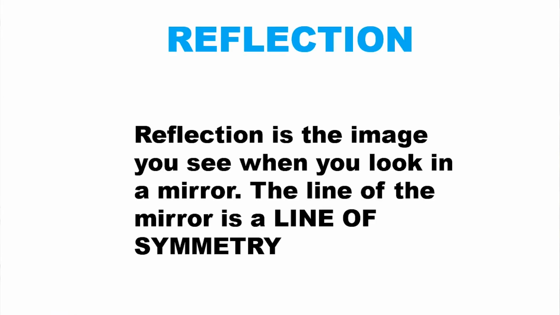Let's see another one. You can see that's the diagram for it. Okay, we're talking about reflection now. Reflection is the image you see when you look in a mirror. Especially women, for you to go out, you always look at the mirror. That image you are seeing is your reflection. Now, the line of the mirror is called line of symmetry.